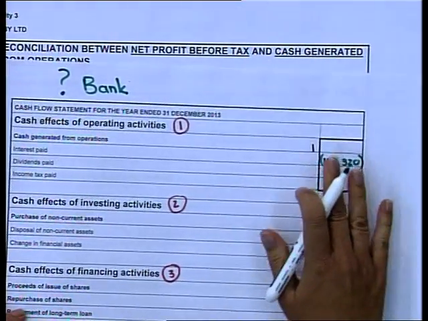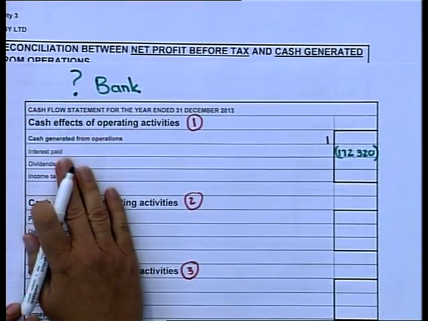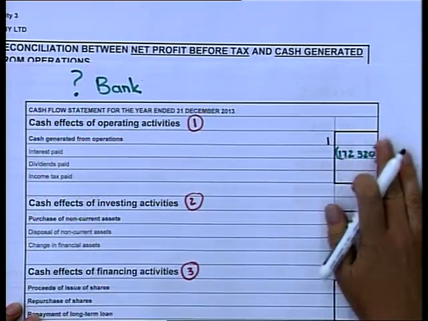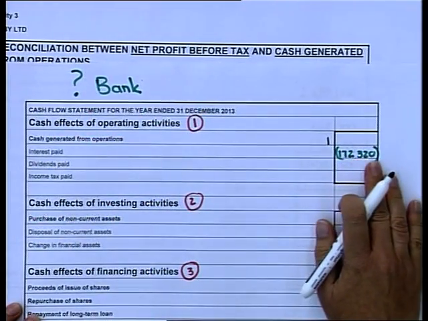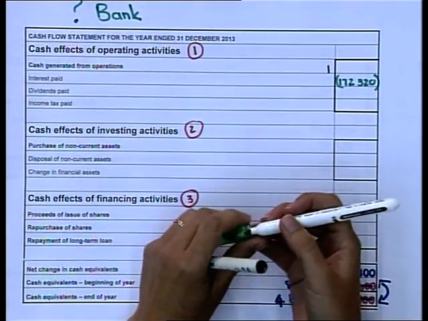So now, in the face of the cash flow statement, when we show the amount for interest paid, we know that an outflow of 172,320 happened. Okay, at this point I want to see if everybody is with me.